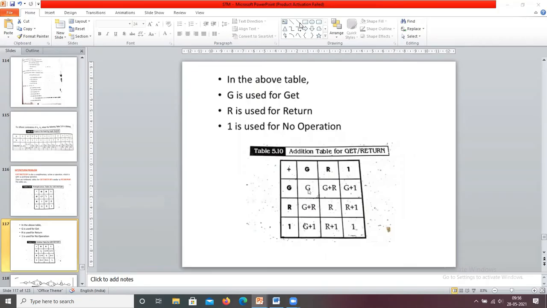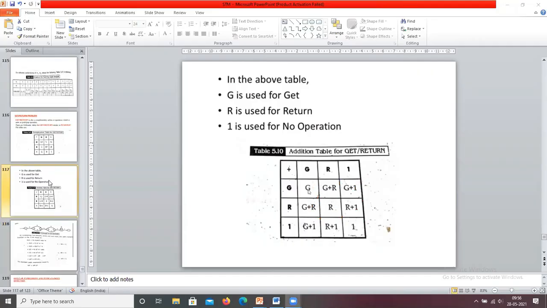So G plus G, G, G plus R, G plus R, G plus 1, G plus 1, G plus R plus G, G plus R, R plus R, R. R into R plus 1, R plus 1, 1 plus G, G plus 1, 1 plus R, R plus 1, 1 plus 1, 1. It is similar to the push-pop table only.